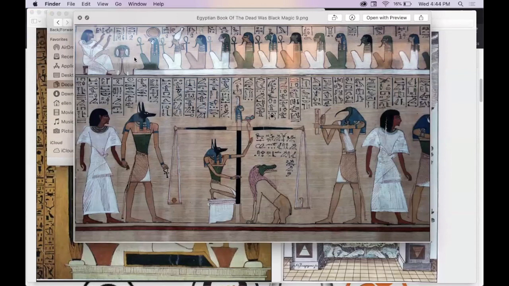So this is the next image, and as you can see here, we have an initiate. He's wearing the white robes. He has the vulture collar, and he's being led by Anubis, one of the Anubi. They have the scales here. They're performing different rituals, and Thoth is scribing all of this. He's writing all of the records. He's keeping records of everything.